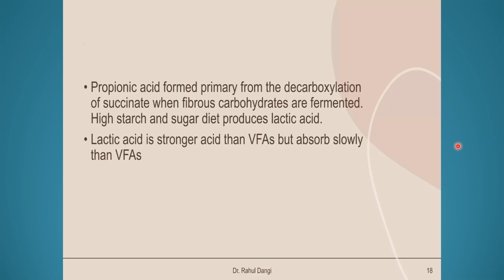Coming to lactic acid, it is one of the strongest acids compared to volatile fatty acids, but it is absorbed much more slowly than the volatile fatty acids. So lactic acid is the main culprit for excessive lactic acidosis whenever the animal is on grain engorgement. You might have seen that animals do suffer from lactic acidosis.